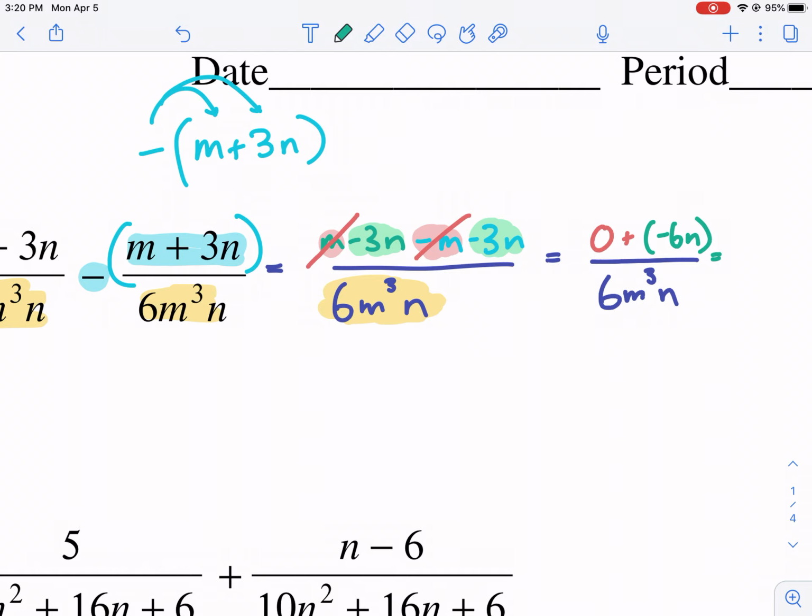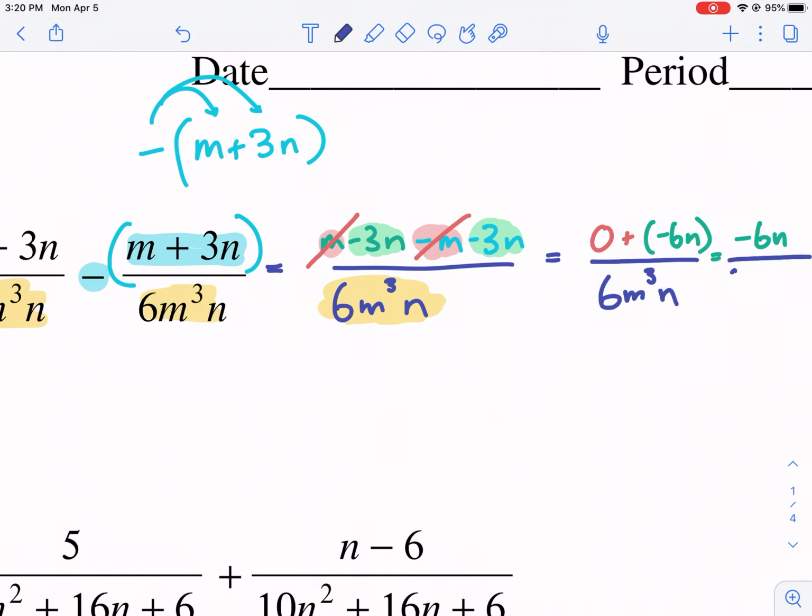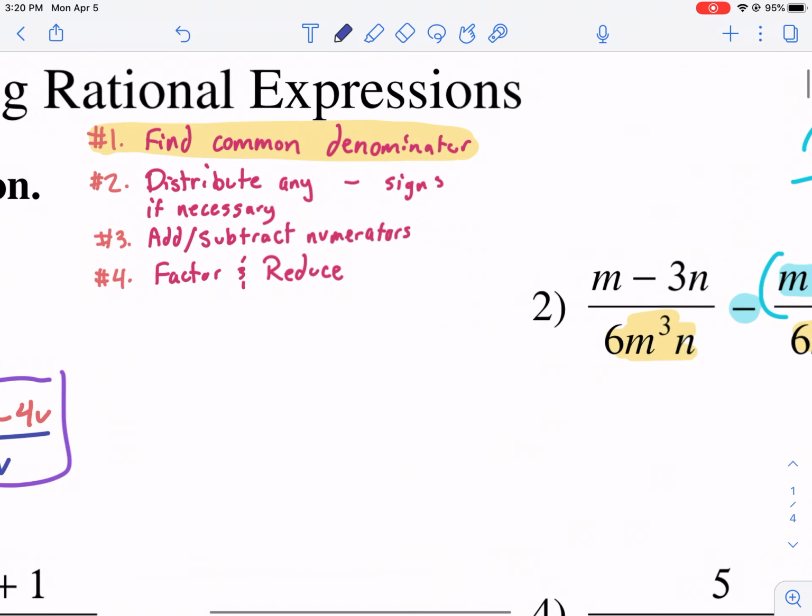So the way we should write this is negative 6n over, divided by, however you want to say it, m cubed to the n. Now, we can get into this last part, so we added subtracting numerators. Now we're going to factor and reduce.